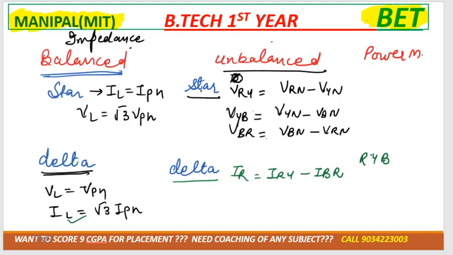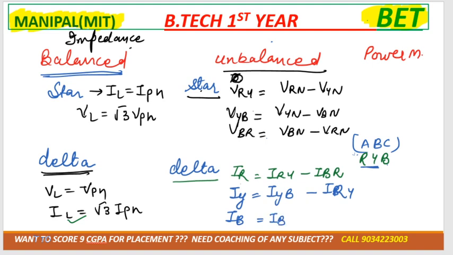And sometimes instead of RYB, they can mention ABC also. So IR is equal to IRY minus IBR, R followed by Y, then B followed by R. Similarly, IY is equal to IYB minus IRY, and IB is how much? IBR minus IYB. Clear?